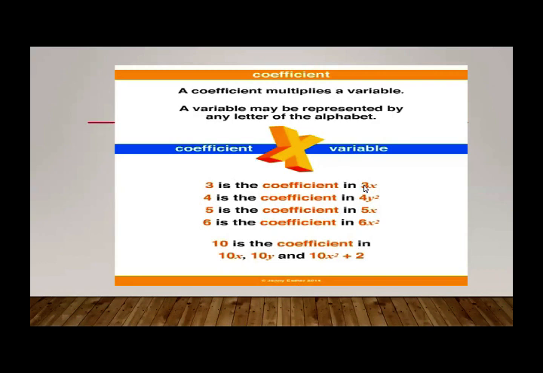Here we see 3, 4, 5, and 6. They are the coefficients for x, y square, x, and x square respectively, because they are given in multiplication with the variables. There is another example, 10x, 10y, and 10x square plus 2. In all, we see 10 is given in multiplication with all variables, so 10 is the coefficient for all.